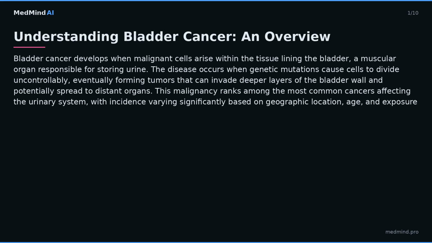This malignancy ranks among the most common cancers affecting the urinary system, with incidence varying significantly based on geographic location, age, and exposure to risk factors. The disease's impact extends beyond the bladder itself, as advancing tumors can compromise bladder function and affect surrounding anatomical structures including the prostate, rectum, and adjacent lymph nodes.